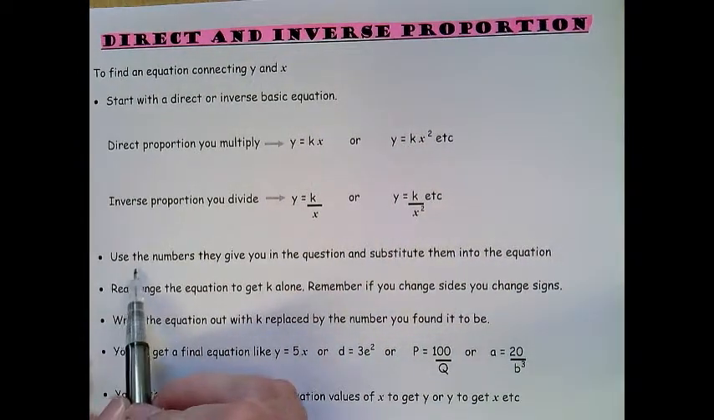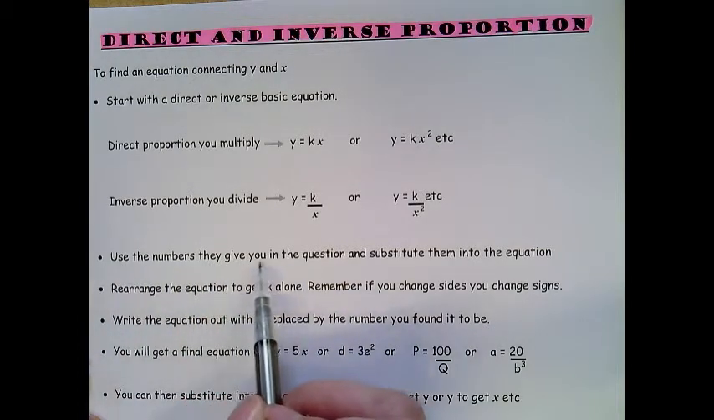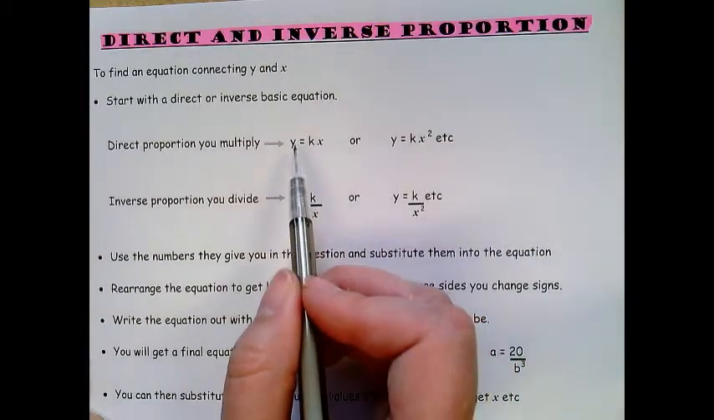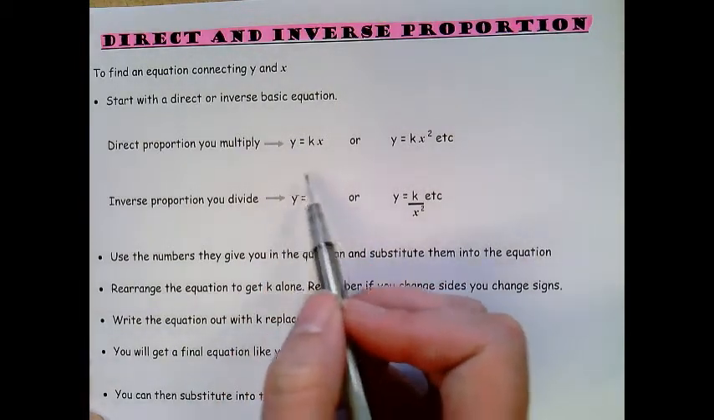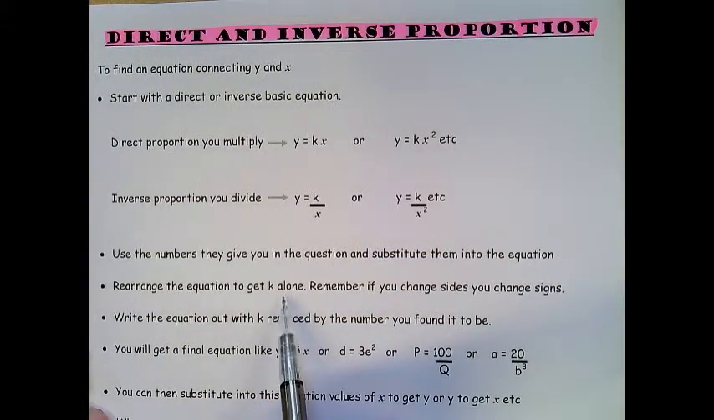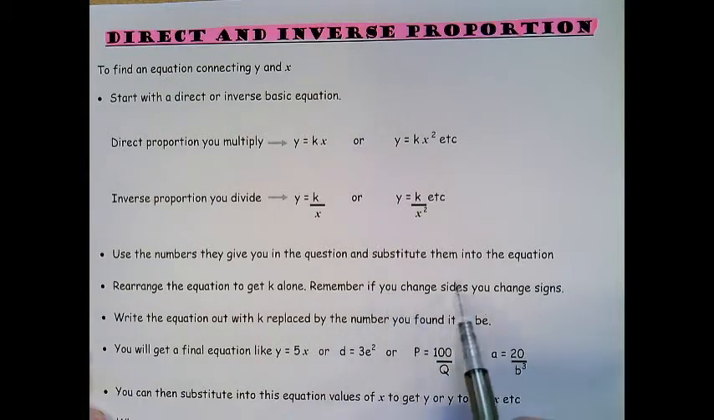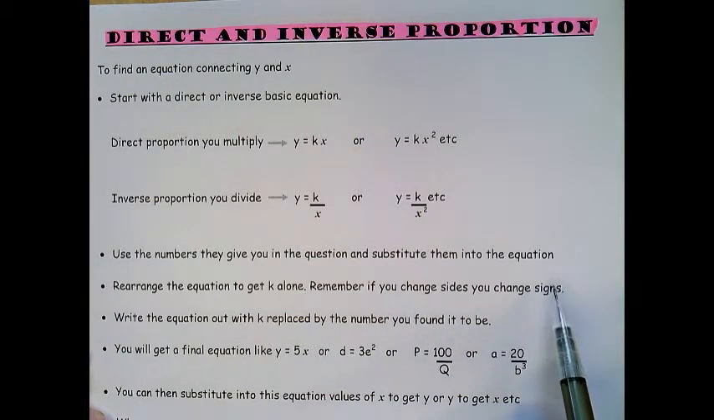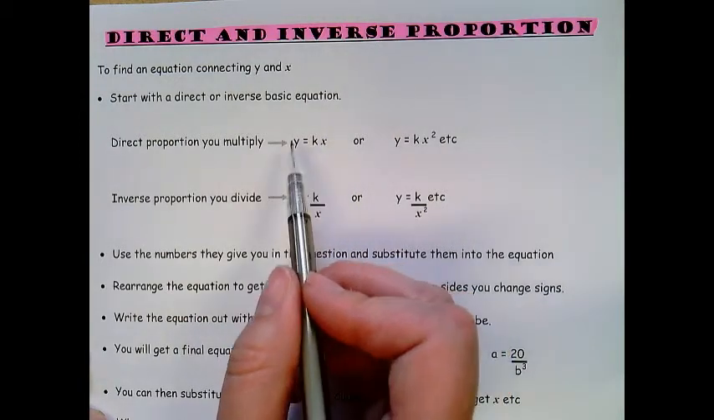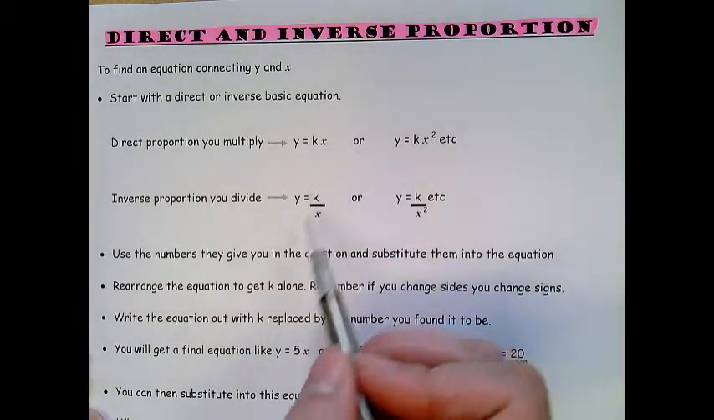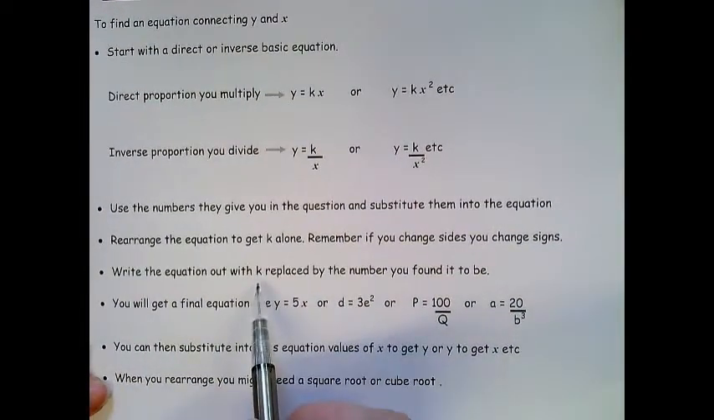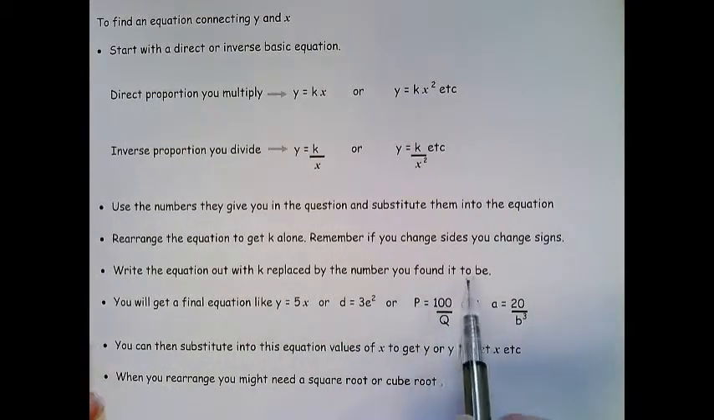They will also give you some other numbers, and you use the numbers they give you in the question and substitute them into the equation. So they'll tell you a y and x value that do work, and you substitute them into the equation and then rearrange it to get k. And remember, it's a bit like solving equations, so if you change sides, you change signs. So you start off with a basic equation. They'll give you values for y and x that work. You slot them in, substitute them in, rearrange it, work out what k is, and then you write the equation out again with k replaced by the number that you just found it to be.